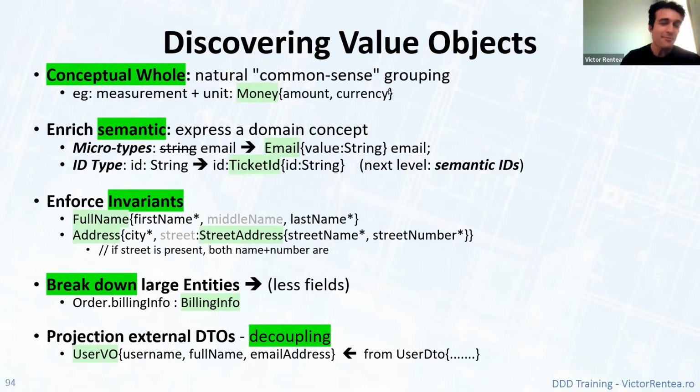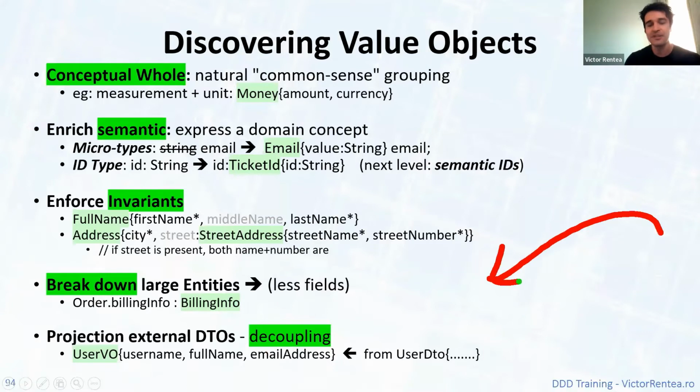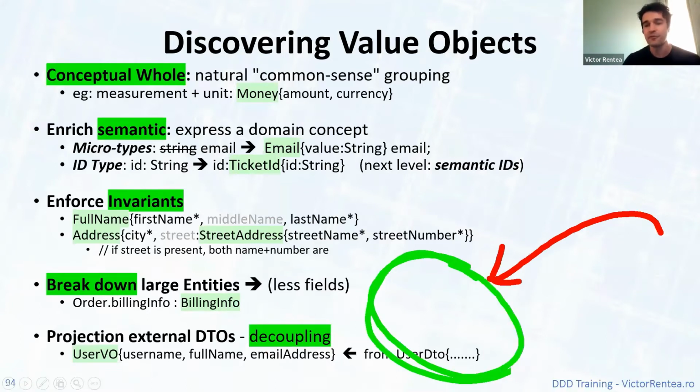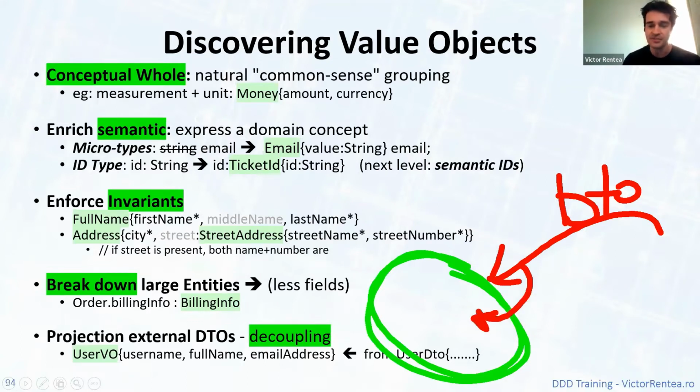If you have some DTO that comes from outside of your system and wants to enter your domain, the core of your logic, don't allow the DTO to enter inside. I keep talking about this for many years. Convert it to another object, another value object, a value object that maps what you need from the structures that you got from outside.